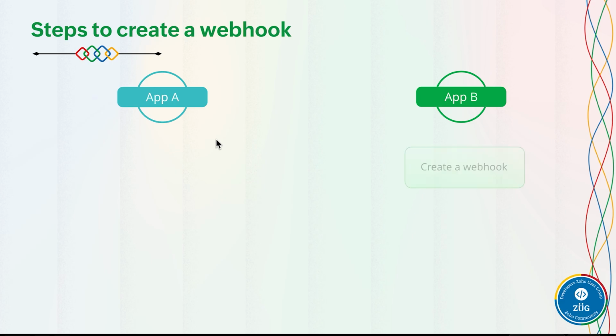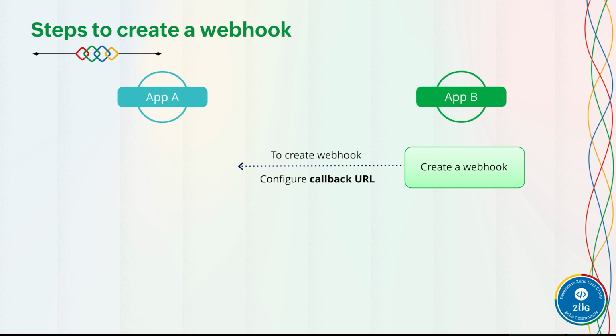So the first step is to create a webhook in app B, which is the source application where the event is expected to happen. While creating the webhook, there are two essential elements you will need to define. First, the triggering event. You must specify the event in app B that should trigger the webhook, for example, creation of a new invoice or updation of a record. So this event acts as a condition upon which real-time data will be sent out.